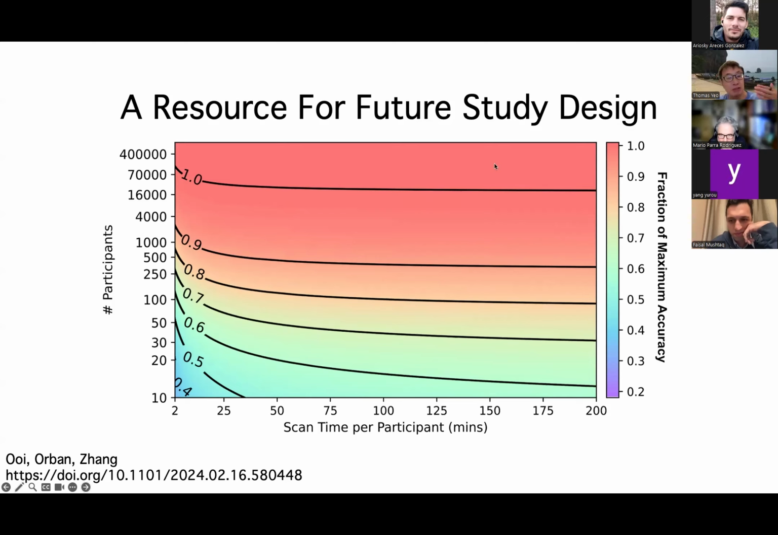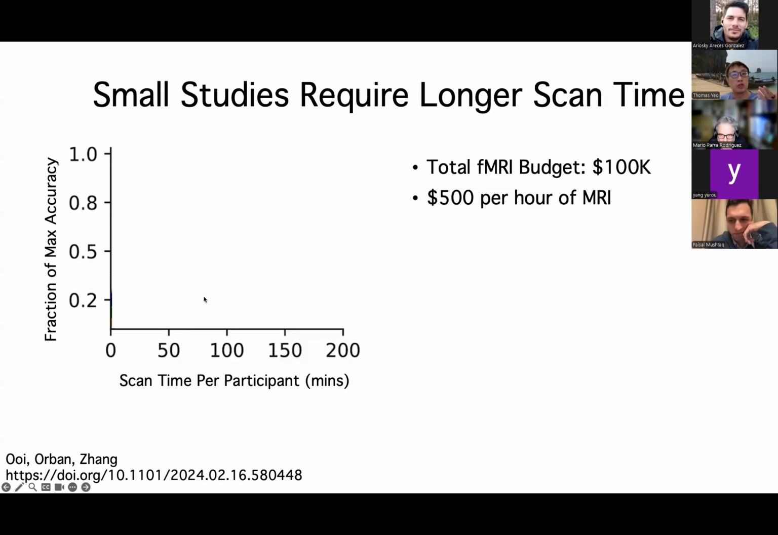But remember, we have the overhead cost associated with each participant. So even though the total scan time is going up, the cost might not go up. In fact, the cost might go down. So for example, let's consider a small study. Let's say the total fMRI budget is $100,000 and the scan fee is $500 per hour.